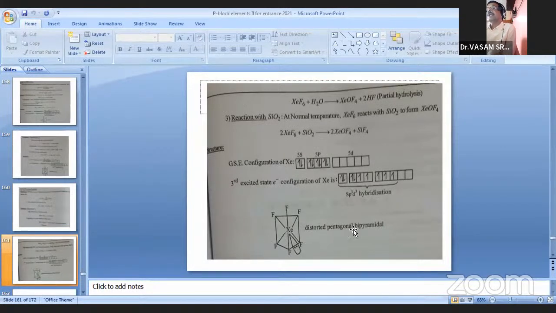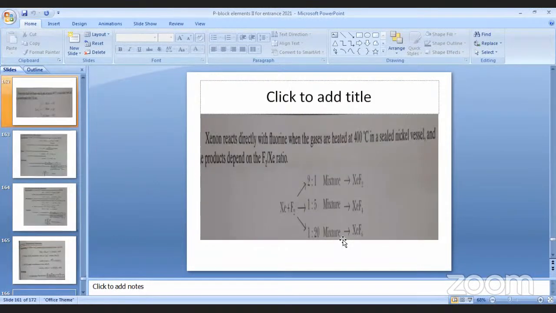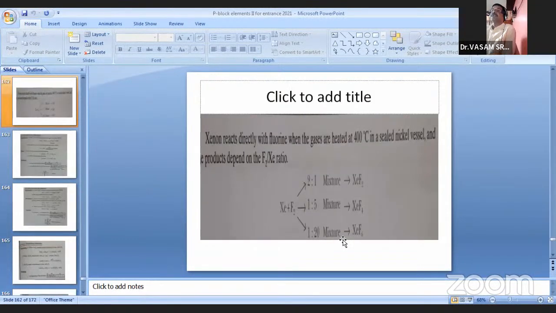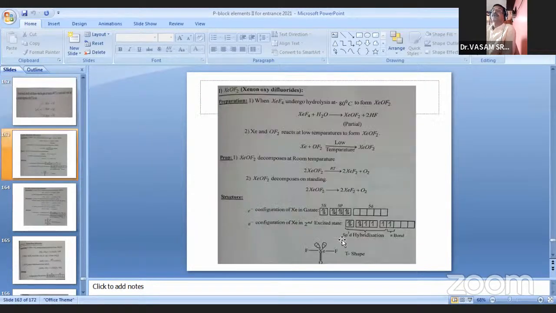7 means pentagonal bipyramidal without a lone pair, but this molecule has one lone pair, therefore the geometry is generally called distorted pentagonal bipyramidal. And these are the xenon fluorides, the ratio combination mixture of xenon to fluorine is 2:1, 1:5, 1:20. This ratio is very important for competitive examinations.